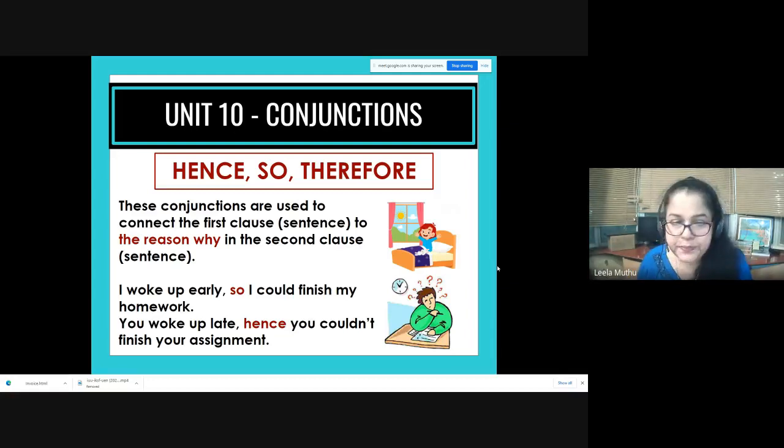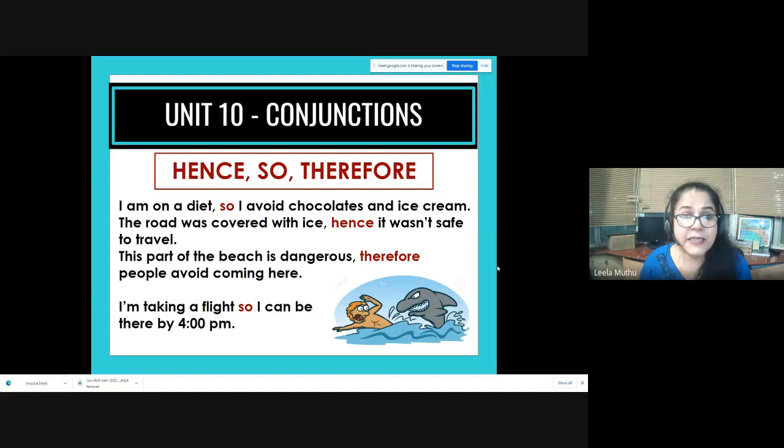Okay. I am on a diet, so I avoid chocolates and ice cream. You can say the beginning of the sentence, I'm on a diet. The reason why I'm on a diet is because, or I avoid chocolates and ice cream. Okay, and because probably it's not very good for you, I'm on a diet.